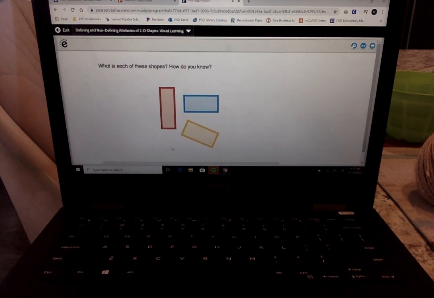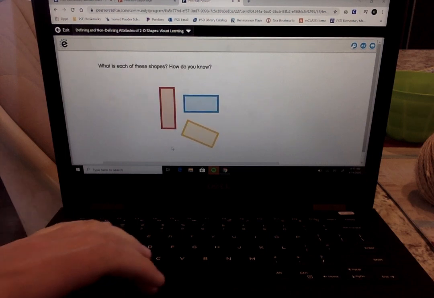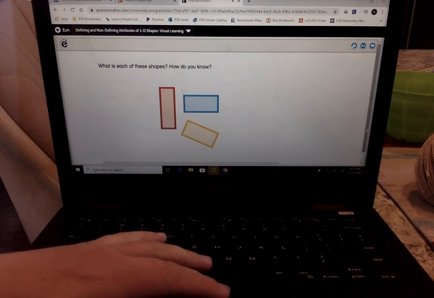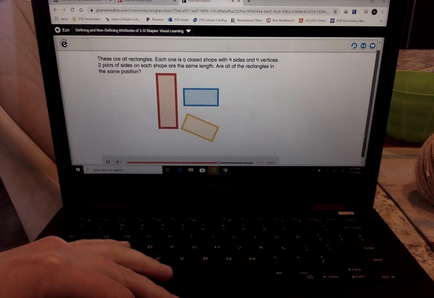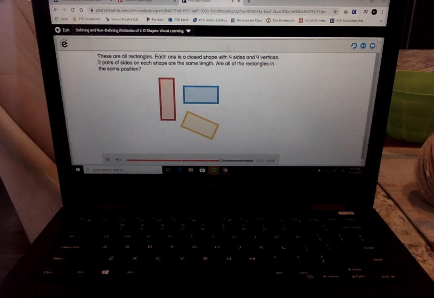What is each of these shapes? How do you know? These are all rectangles. Each one is a closed shape with 4 sides and 4 vertices. 2 pairs of sides on each shape are the same length. Are all of the rectangles in the same position? No, they are not all in the same position.